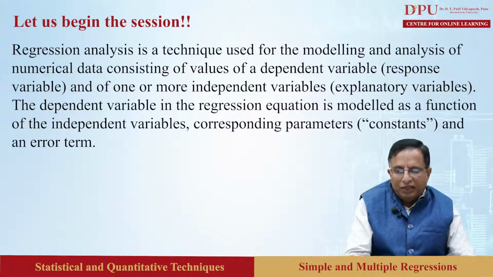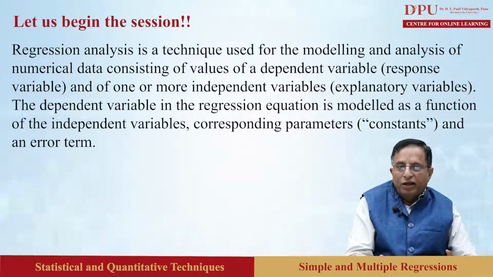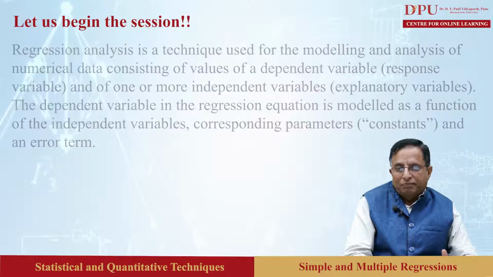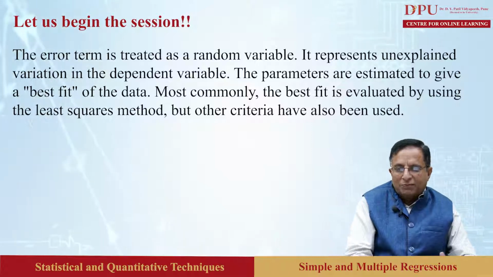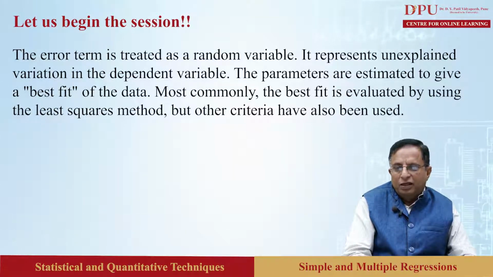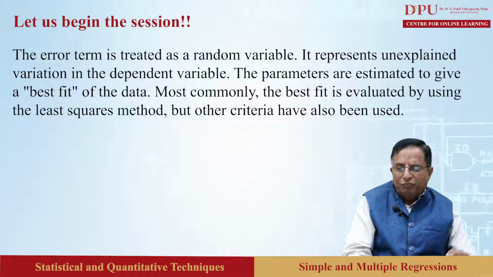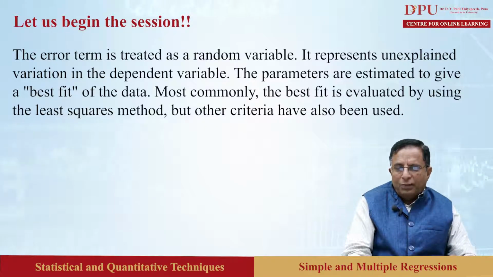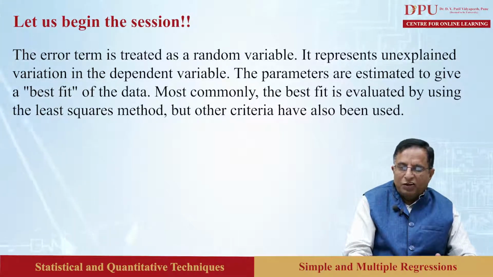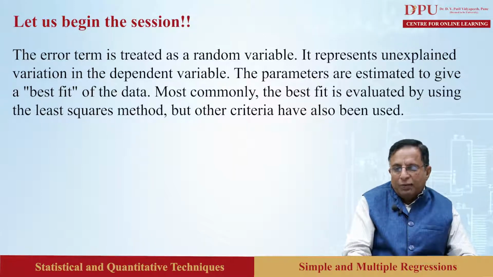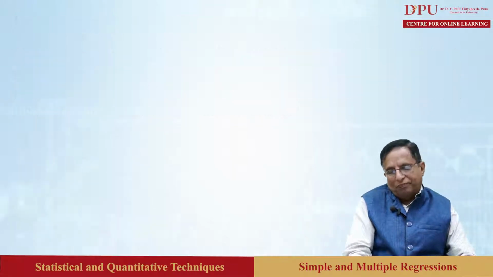The dependent variable in a regression equation is modeled as a function of the independent variables, corresponding parameters, constants, and the error term. Error term is treated as a random variable. It represents unexplained variation in the dependent variable. The parameters are estimated to give the best fit of the data. Most commonly, the best fit is evaluated by using the least square method, but other criteria have also been used.